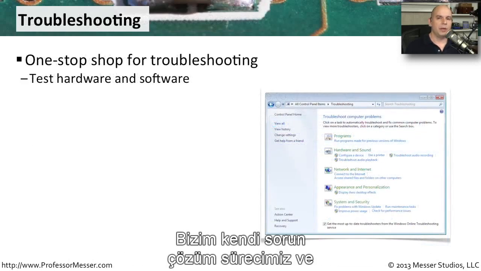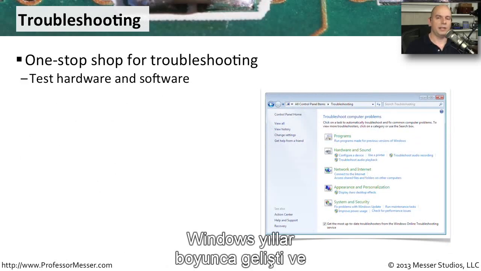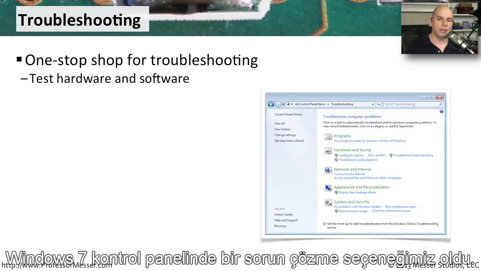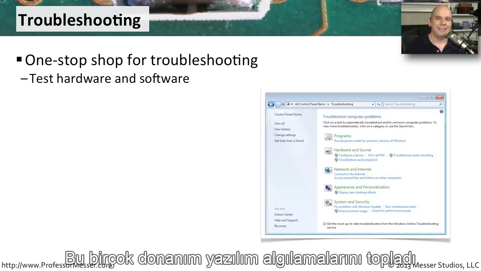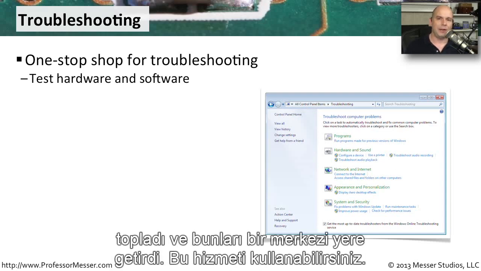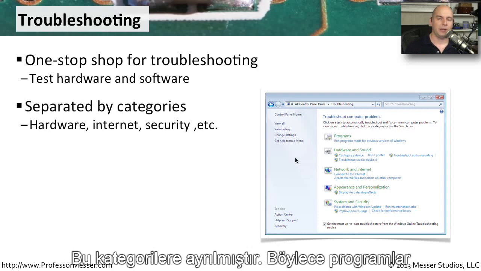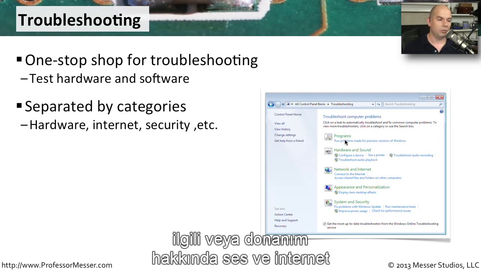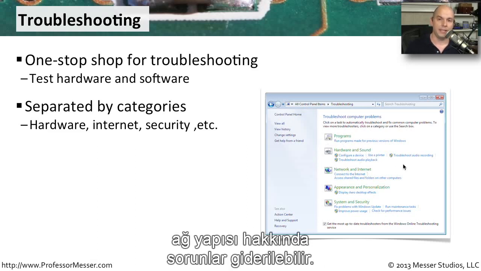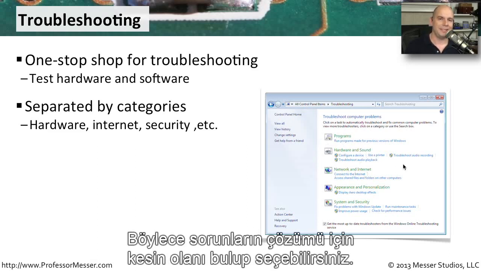The process for doing our own troubleshooting in Windows has evolved through the years. In Windows 7, we have a troubleshooting utility right in the control panel. This takes a lot of the hardware and software diagnostics and brings it down into one central place. You can go into this utility and see that it is categorized so that you might want to run troubleshooting for programs, or perhaps hardware and sound, or network and internet. And so you can really pick and choose exactly what you would like to perform some troubleshooting on.